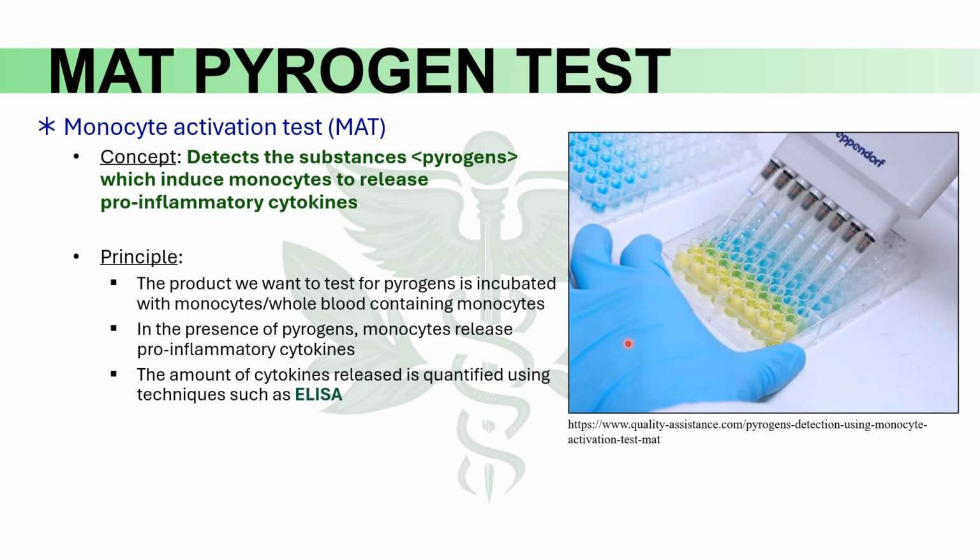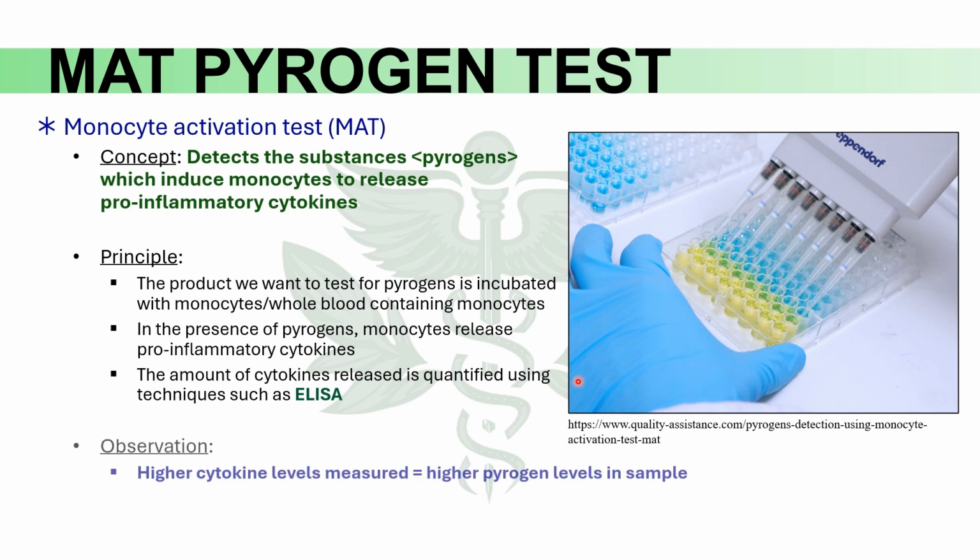The procedure that we follow is that the sample of the product we want to test for pyrogens is incubated with either monocytes alone or with whole blood containing monocytes. In presence of pyrogens, monocytes will release pro-inflammatory cytokines, and the amount of cytokines released is quantified using techniques such as ELISA. The higher the cytokine levels, the higher the pyrogen levels are in the sample. And this is the most likely test to replace the rabbit pyrogen test in the very near future.